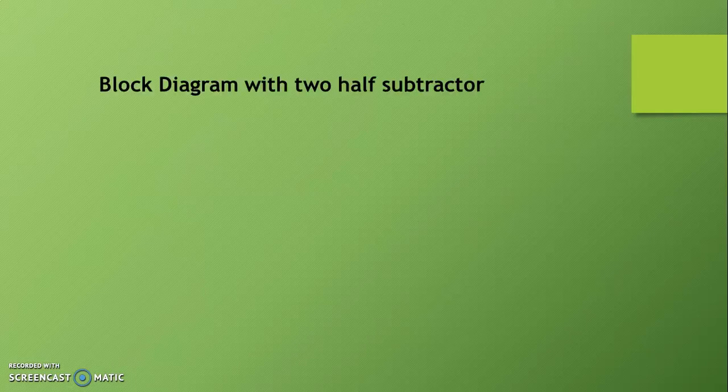Full subtractor is nothing but a combination of two half subtractors. We can understand the block diagram more easily if we use two half subtractors. Now block diagram with two half subtractors. We have half subtractor 1. We give input, that is A as well as B, and we use half subtractor 1 to get the difference A minus B, and we use the second half subtractor.